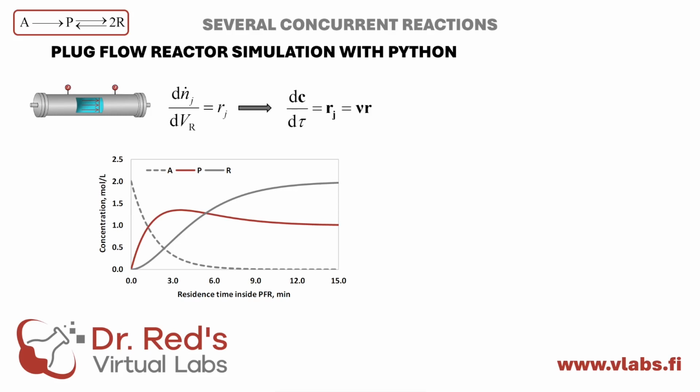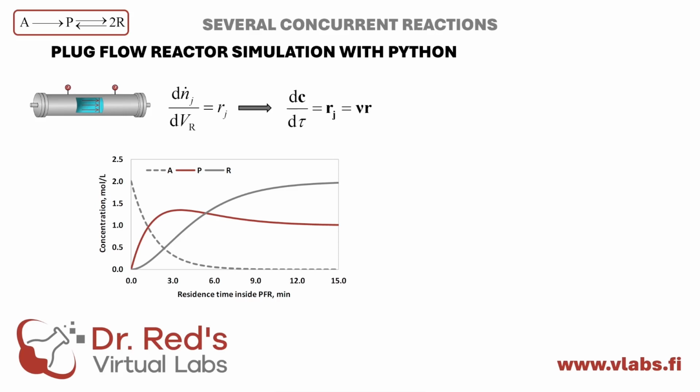0 residence time marks the reactor's inlet, and 15 minutes its outlet. Reactant A is fully consumed. It appears we've selected an overly large spacetime, given that the product partially degrades to impurity R near the reactor's end.